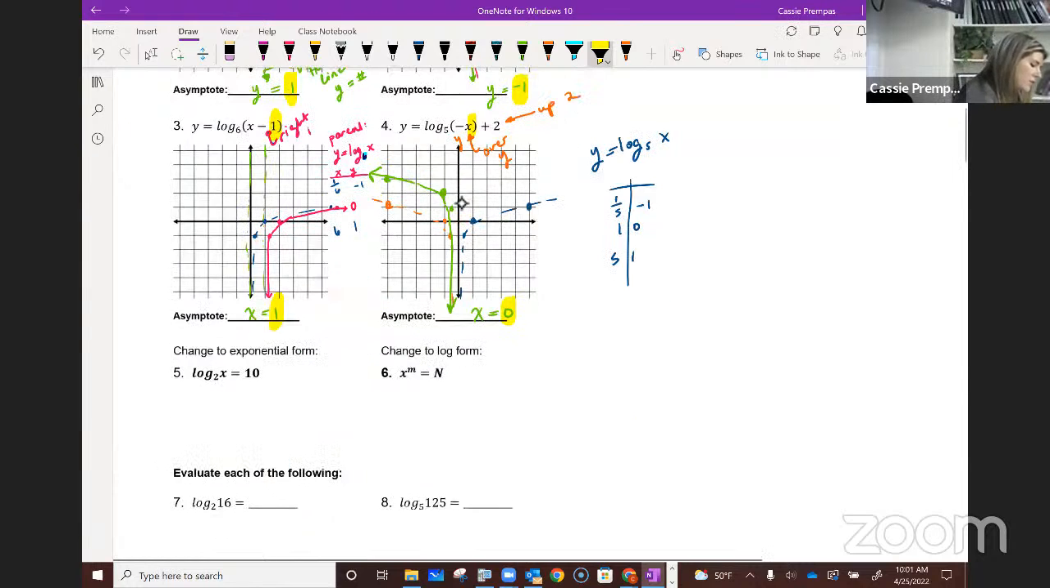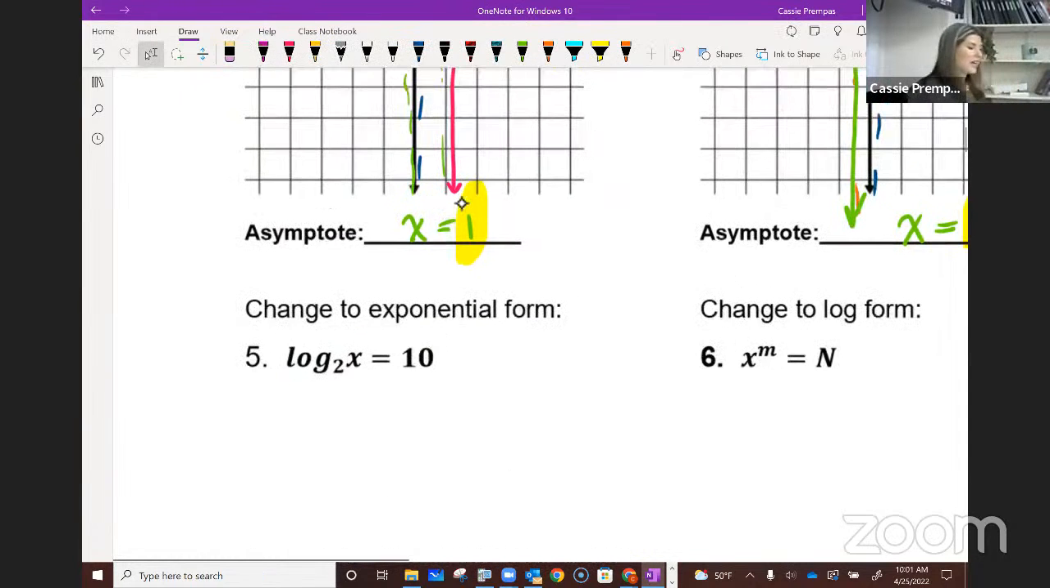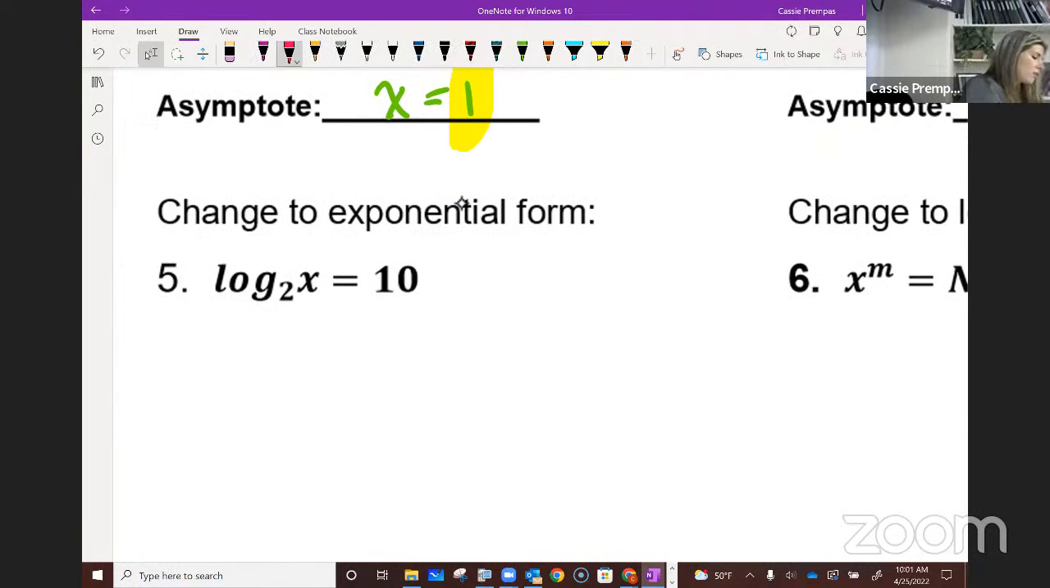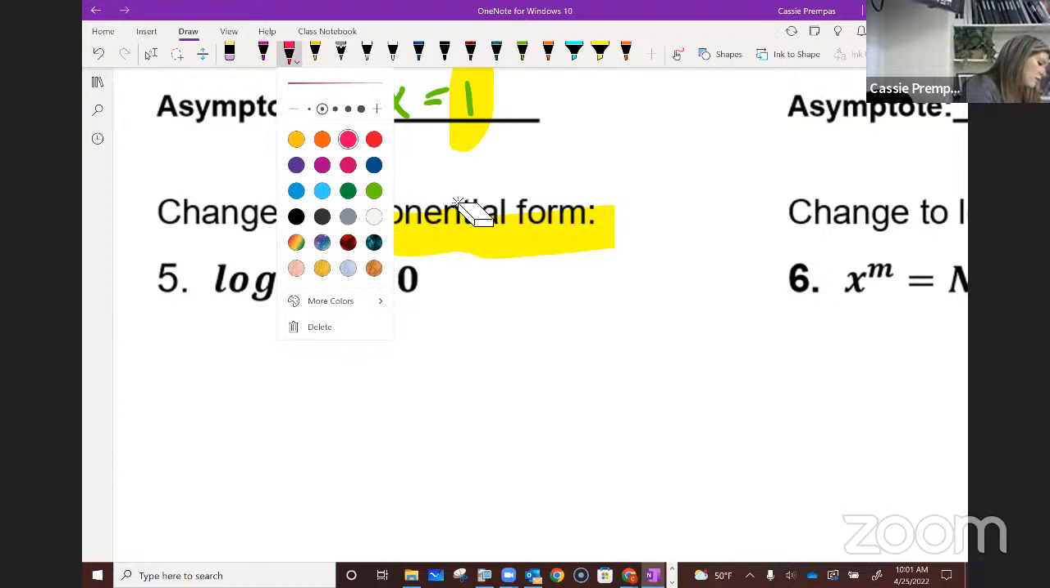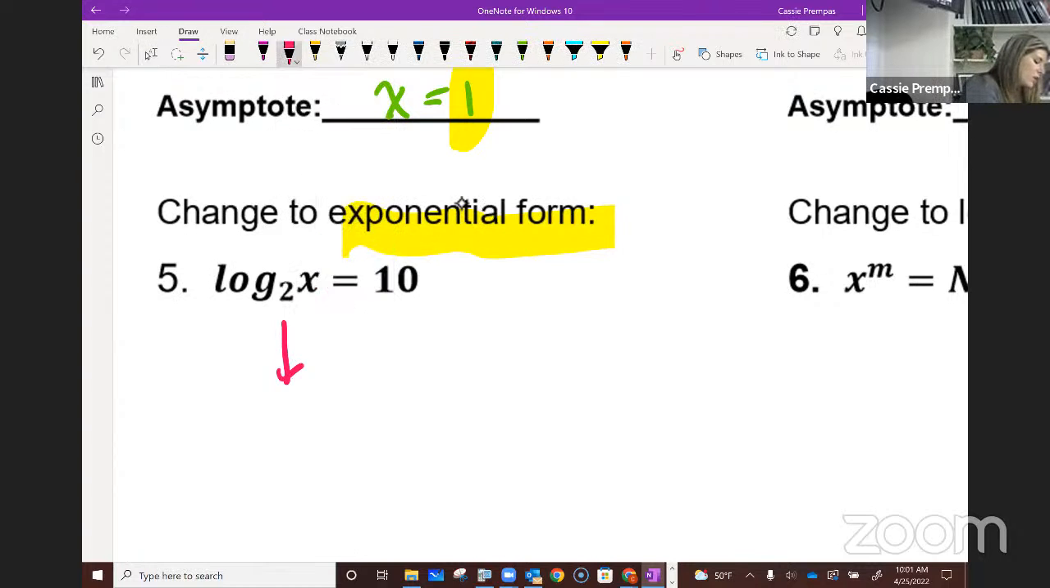Okay, number 5 and number 6, the rest of the chapter really hangs on these 2 facts. Do you know how to convert from exponent to log form and vice versa? So let's see if you guys remember. Number 5, if I'm converting it to exponent form, which one's the base? 2, good, so drop the base. And what should be the exponent? 10, good, is equal to x, that's it, we're done.